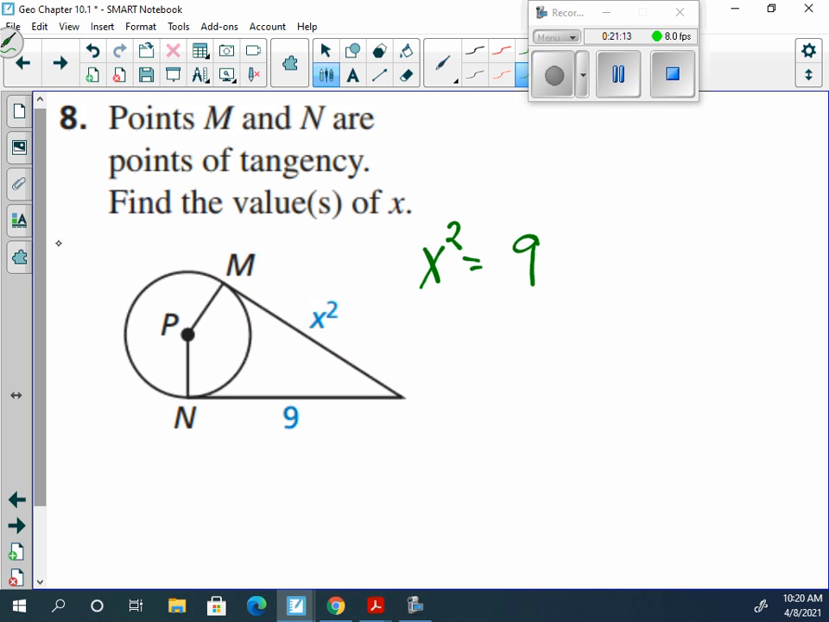Well, x squared is equal to 9. These two lengths are congruent. So to get x, to simplify x squared, we would square root both sides. And the square root of x squared is equal to plus or minus 3.